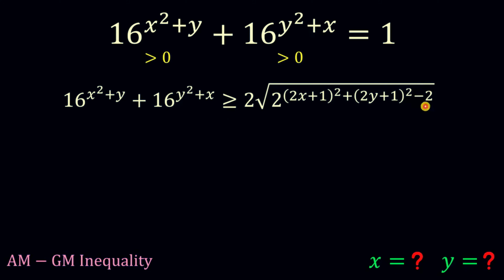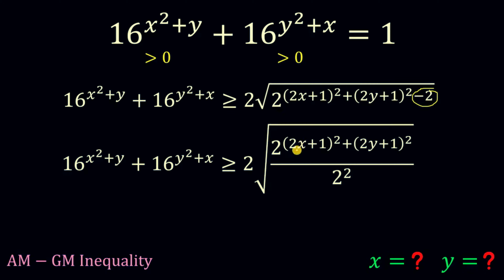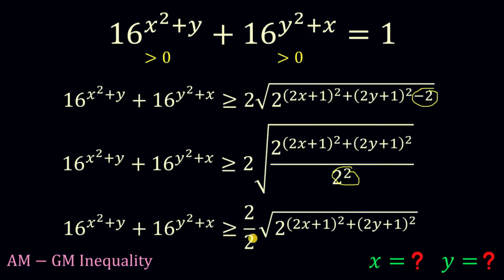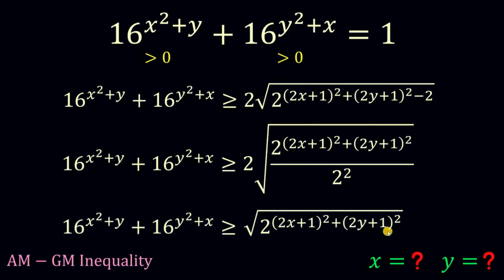Now, focusing on this negative 2, using some laws of exponents, we can rewrite the number inside the radical sign as 2 raised to the power of 2x plus 1 squared plus 2y plus 1 squared, all over 2 raised to the 2nd power. So this represents negative 2. Now, this number is a perfect square, so we can pull out 1/2 outside the square root. This will give us 2 over 2, and this 2 over 2 simply equals 1. And now, let's focus on this result.